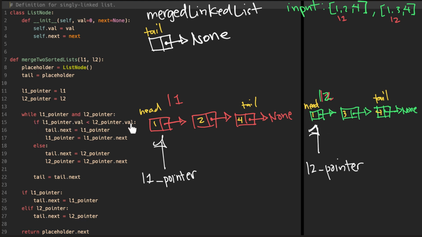So we'll move down to this line of code, which then asks which one has the smaller value, because whichever one has the smaller value needs to go into our merge linked list first, because this is an ascending order linked list. So it checks if the value at L1 is less than the value at L2. So the value at L1 is 1 and the value at L2 is 1. So this condition is not true because the value at L1 is not less than the value at L2.